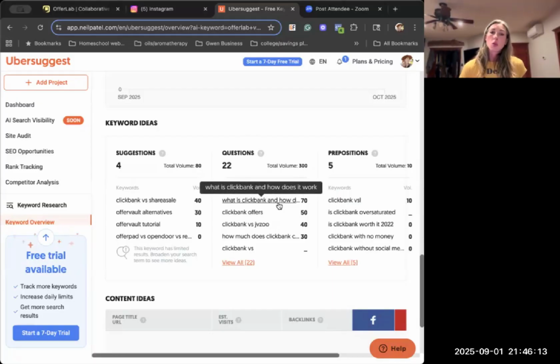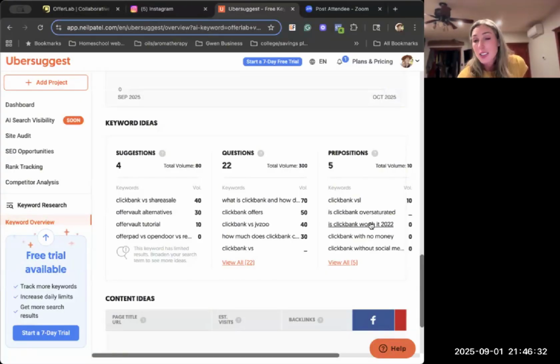What is ClickBank and how does it work? You could absolutely take the angle of what is this platform and how does it work? And then you could talk about how OfferLab is a better option, right? You can talk about whether ClickBank is oversaturated. You could create a short form YouTube video, a long form video, or a blog post. You could look at, is ClickBank worth it? People are probably still asking this in 2025. Is ClickBank worth it in 2025? ClickBank with no money. How much does ClickBank cost?